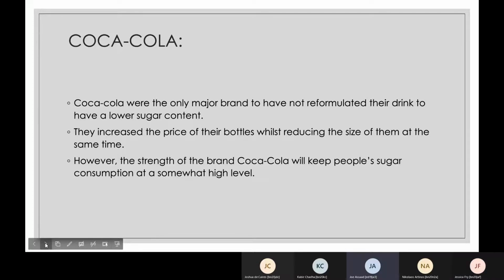In saying this, Cola Zero saw a 50% volume increase, whilst the classic Coca-Cola suffered a 1% fall.